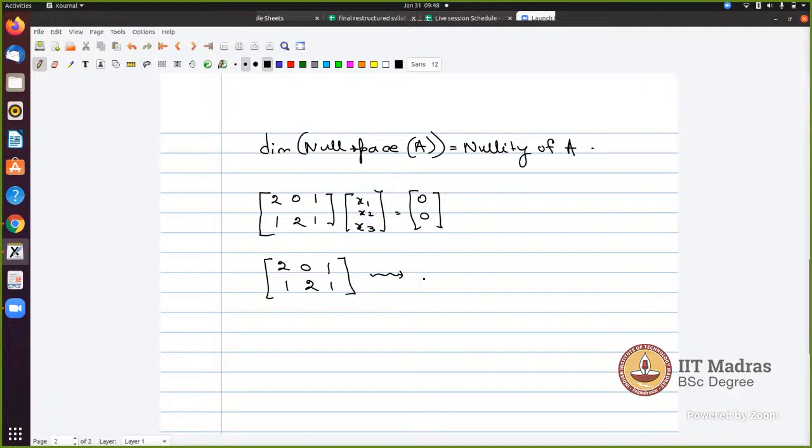So what can we do for the first step? R2 minus 2R1. But at least first we should divide row 1 by 2. Can I also do it afterwards? Any step is okay, but eventually the algorithm is a stepwise algorithm. So two things we can do here: we can do R1 by 2, or we can interchange R1 and R2. So I am interchanging R1 and R2.